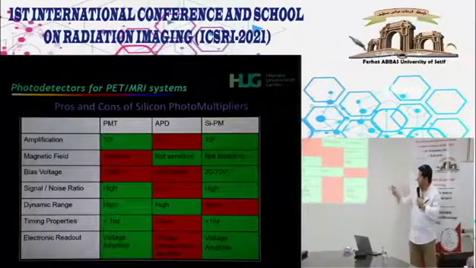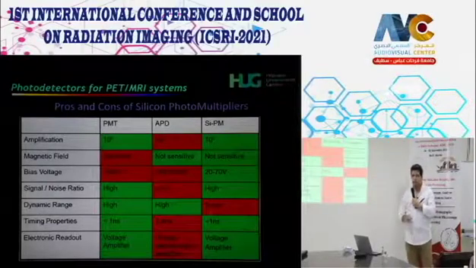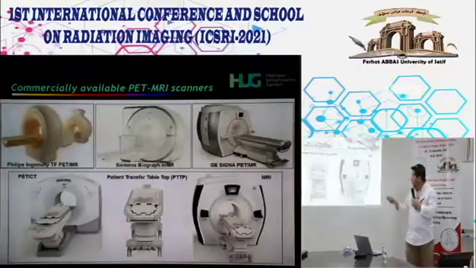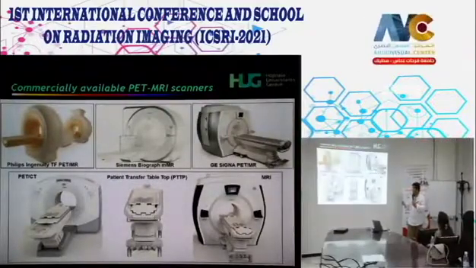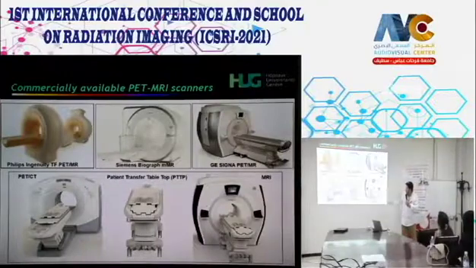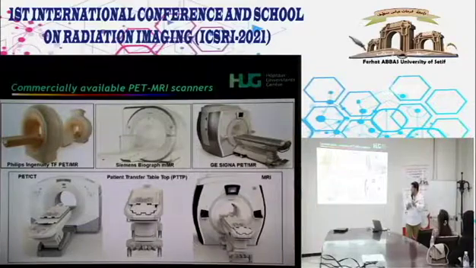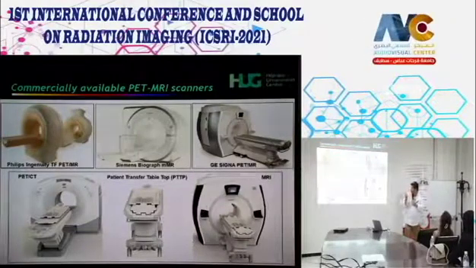Different photodetectors, as I mentioned before, PMTs, APDs, and silicon PMs, with some advantages and drawbacks, obviously. And these are the systems which are available on the market. So we're lucky to have this system from Siemens about 10 years ago, so kind of pioneers in the field. I think it was the second one worldwide. The first one was installed in New York.